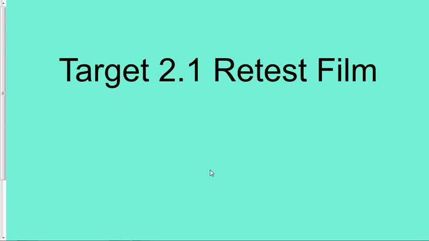You are watching a Target 2.1 retest film. Target 2.1 is understanding the definition of a function and determining when relations are functions, whether you're looking at a graph, a table, or a real-world situation.